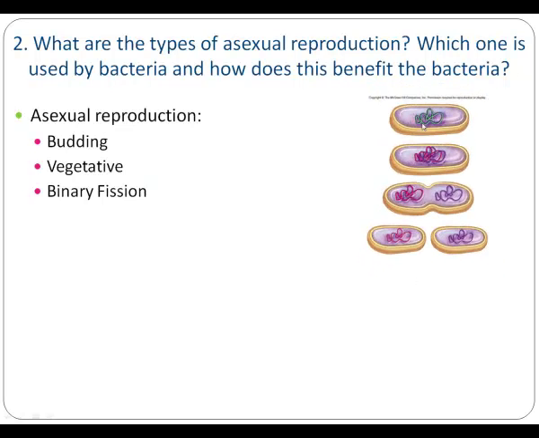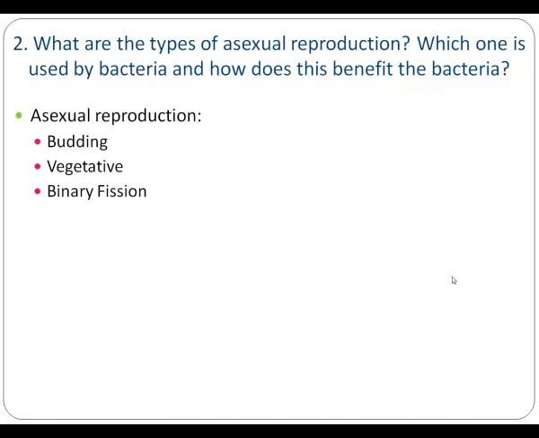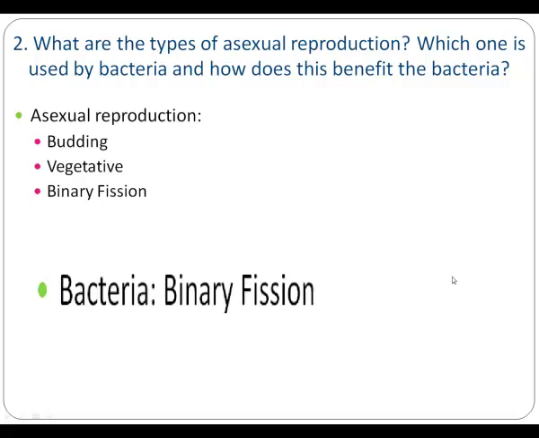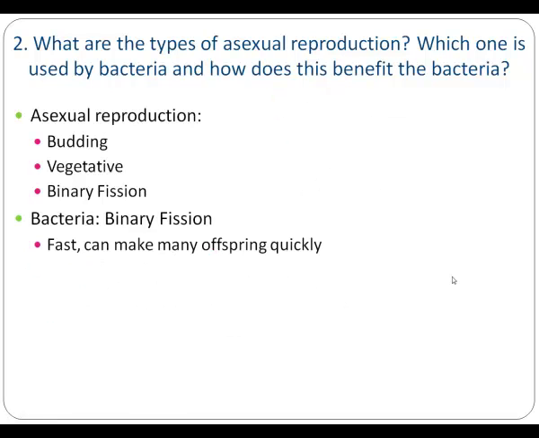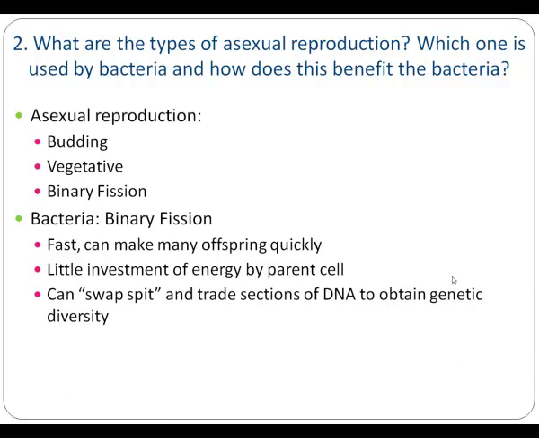In a bacteria cell, they duplicate the DNA and then split into two pieces. This is essentially mitosis. So bacteria have binary fission. This is fast. They can make offspring very quickly. There's little investment of energy by the parent bacteria. And they've developed a way to swap, which means they can trade sections of DNA and they can still obtain genetic diversity.